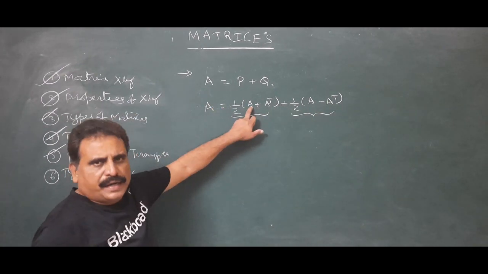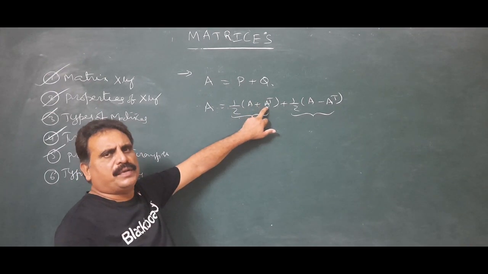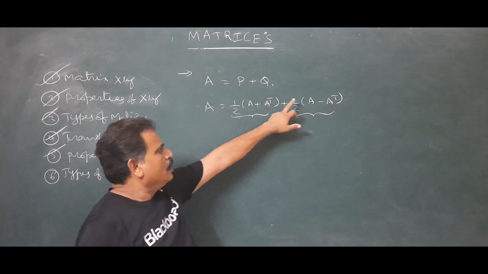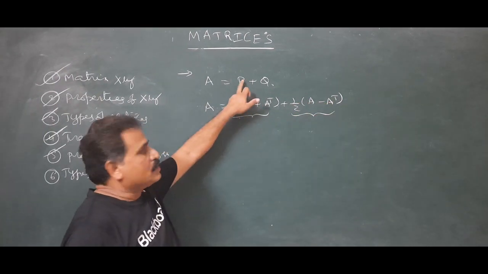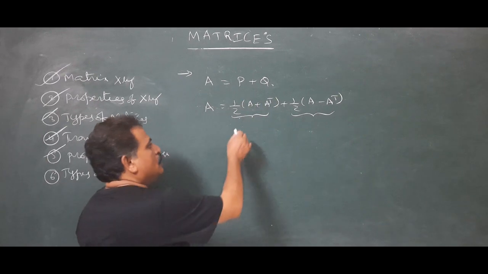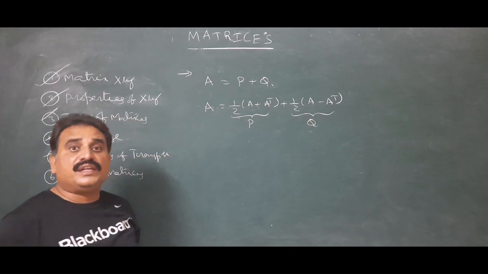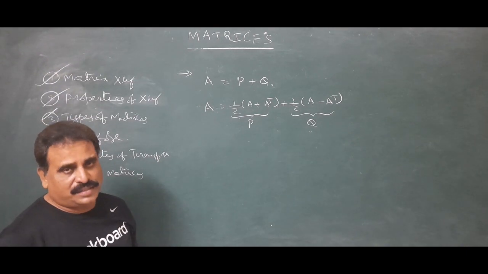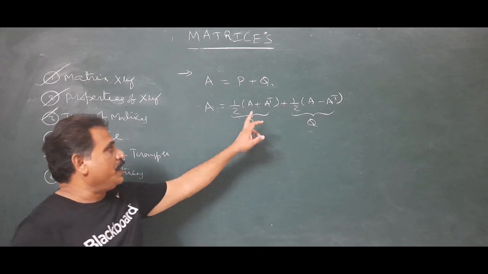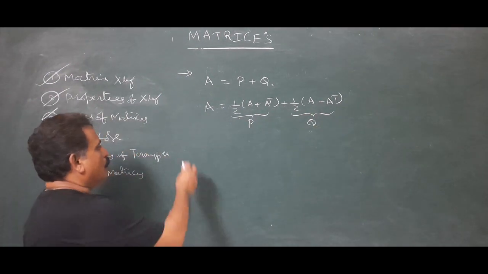Let A be a square matrix. A plus A transpose is symmetric. 1 by 2 into A plus A transpose is also symmetric. 1 by 2 into A minus A transpose is skew symmetric. So, P is symmetric and Q is skew symmetric. Definitely, you can check that. So, every square matrix can be uniquely expressed as the sum of a symmetric and a skew symmetric matrix.